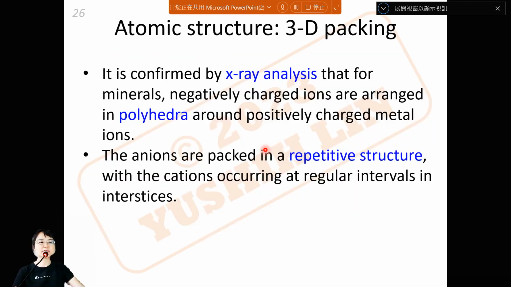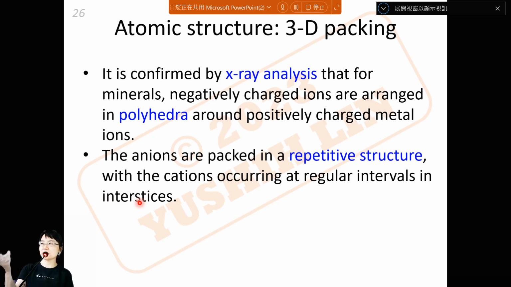3D packing. Today, we want to study the 3D structure of mineral. We would use X-ray analysis. That's very convenient for us. By 3D analysis, we know in minerals, negatively charged ions are arranged in polyhedra around positively charged metal ions. And they are packed in a repetitive structure with the cations occurring at regular intervals in interstices.